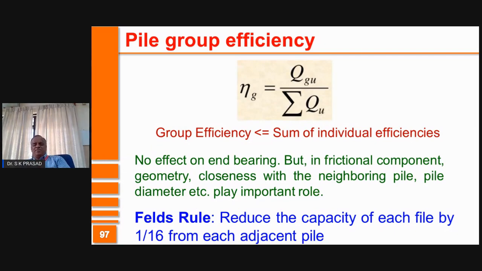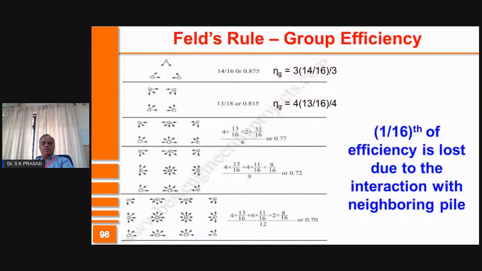but I always love this particular empirical rule, Feld's rule, which simply says that the efficiency of the pile is reduced by the neighboring piles. Each neighboring pile is going to reduce the efficiency by 1 by 16 times. So if there are 3 piles close to it, then 3 by 16 is the reduction in the efficiency. So 13 by 16 is the group pile efficiency. So Feld's rule is very comfortable. You don't need to memorize the formulae.